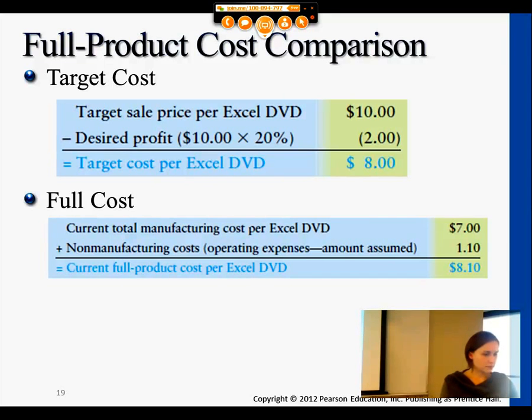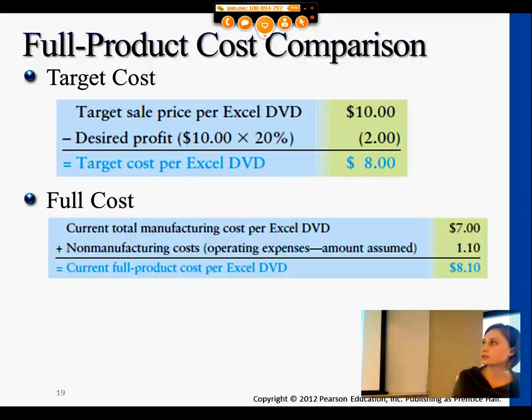Okay, so the current cost for this product is not quite meeting my target costs. My target sale price was $10. I want my profit to be $2. So I'm saying the target cost per my DVD is $8. Make it for those $8. Yes, that's a cost.